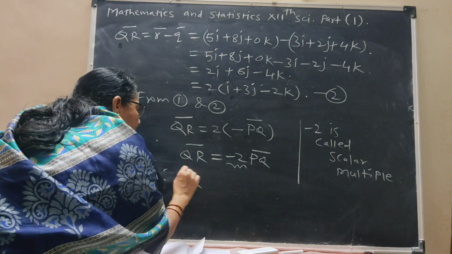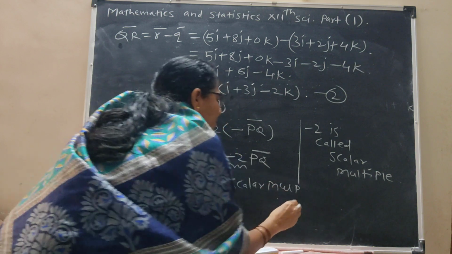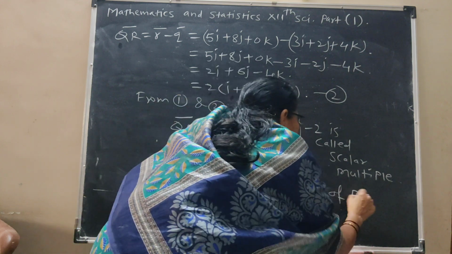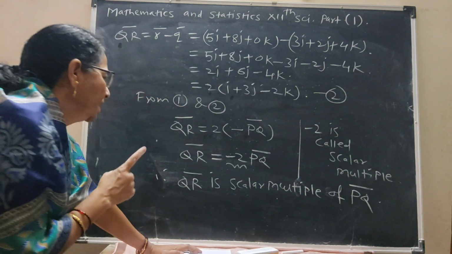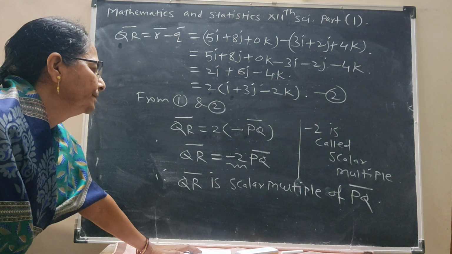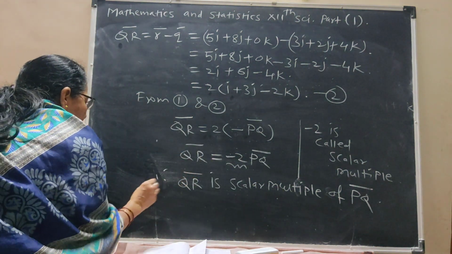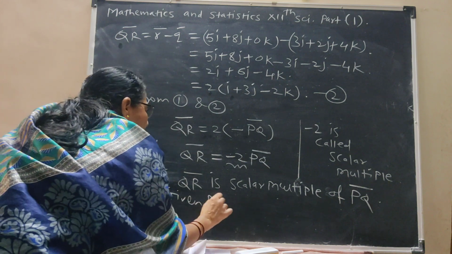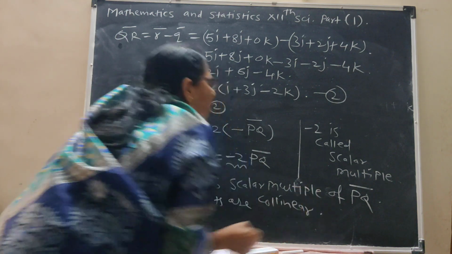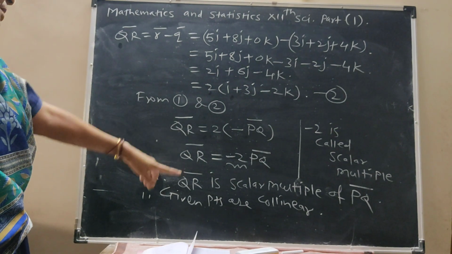Therefore, QR bar is a scalar multiple of PQ bar. Remember this statement: QR bar is a scalar multiple of PQ bar. Therefore, the given points are collinear.